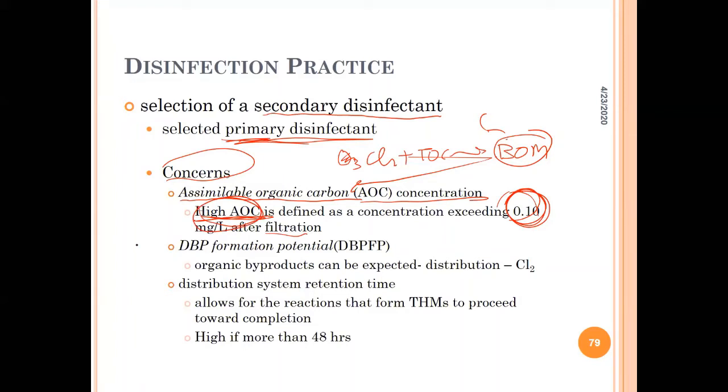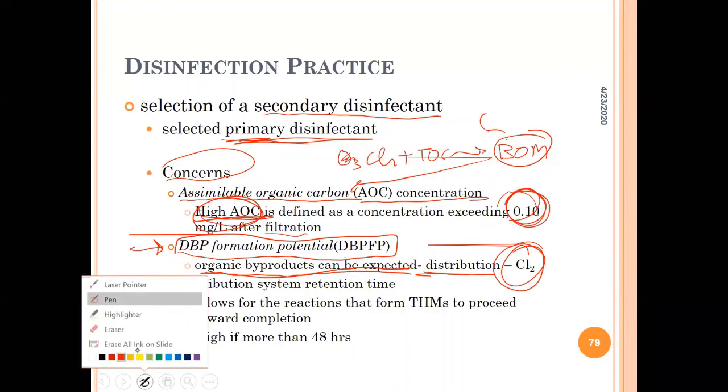The other concern is disinfection byproduct formation potential, particularly if you are using chlorine. In the distribution system, organic byproducts can be expected. So if we have organic carbon in water and we are using chlorine, then it is possible that organic byproducts are formed. We call this possibility disinfection byproduct formation potential.